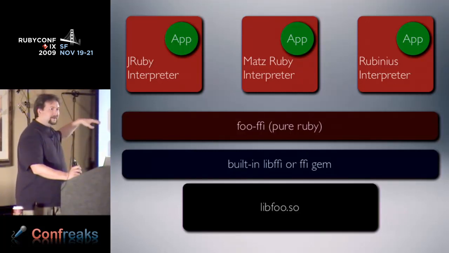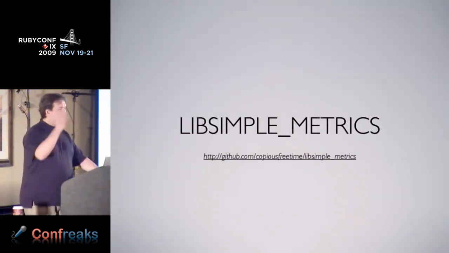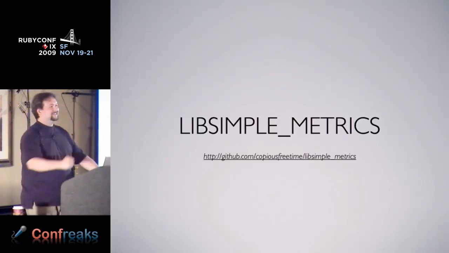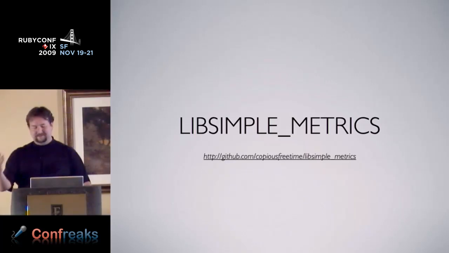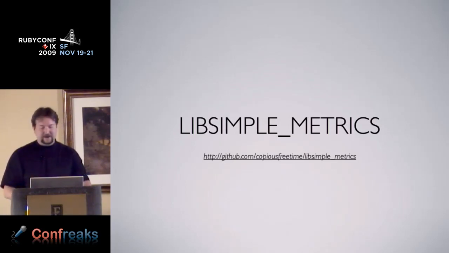So this is all kind of abstract stuff. We're going to use a simple library. How many people have used High Times before? Sweet. Three people. Yes. This is a library I wrote that does timing. And one of the sub features of it is it keeps track of stats. And I extracted the little stats piece out and made libsimplemetrics. It's a straight C library. It's up on GitHub. Go check it out. Really, really dirt simple. But it provides a really good example for using FFI.